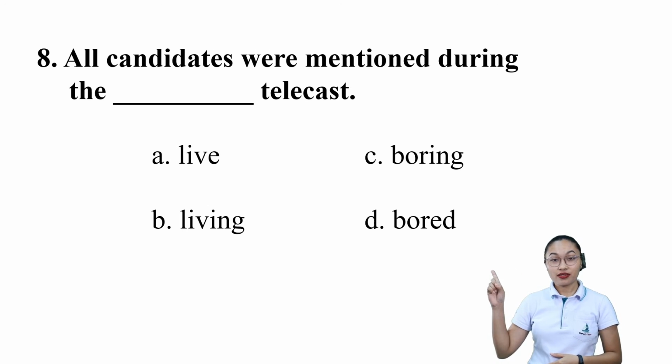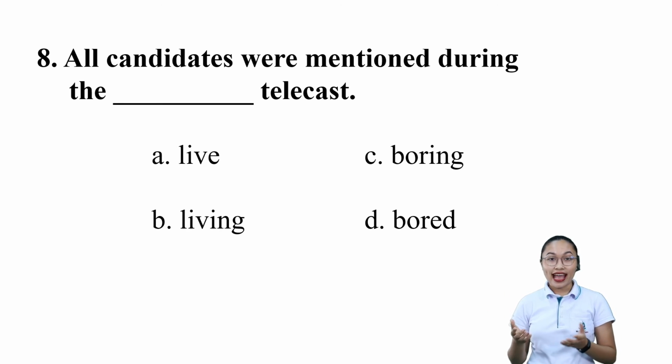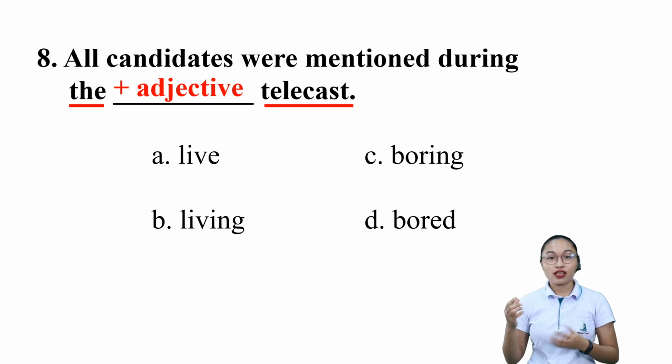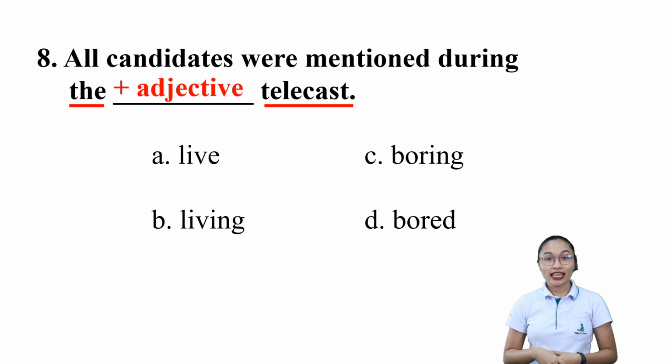Number 8. All candidates were mentioned during the blank telecast. A. Live. B. Living. C. Boring. Or D. Bored. Again, we can see the article the and the noun telecast. This is a very common pattern, so we need an adjective. The only sensible answer to this is live, meaning broadcast directly at the time of production. Therefore, the answer is A, live.